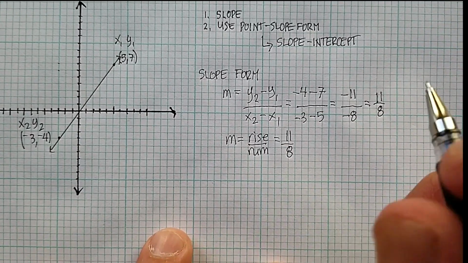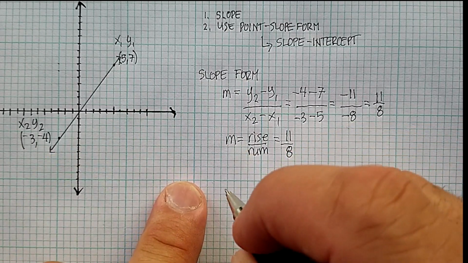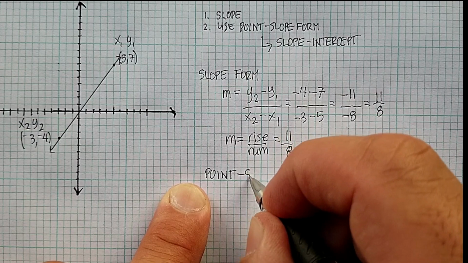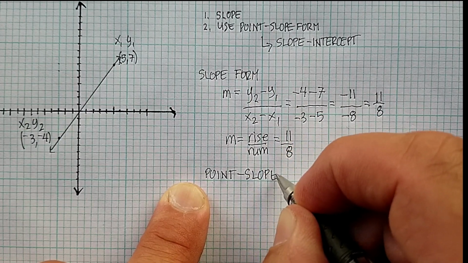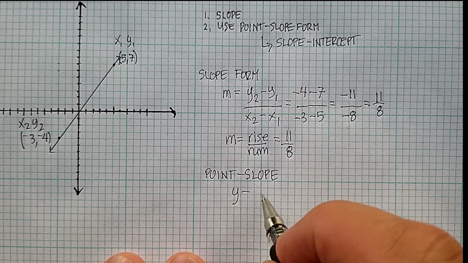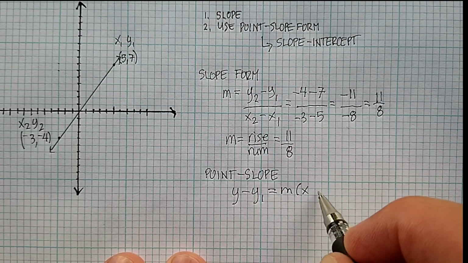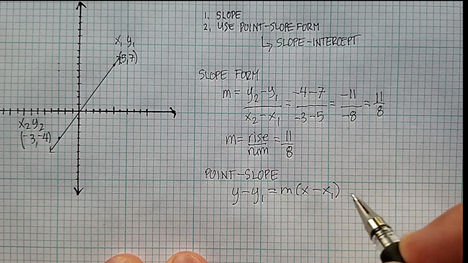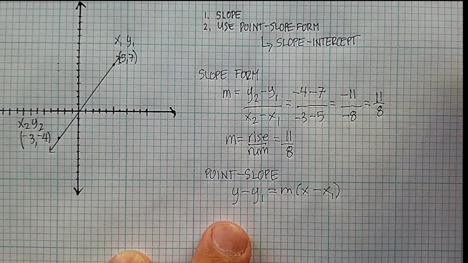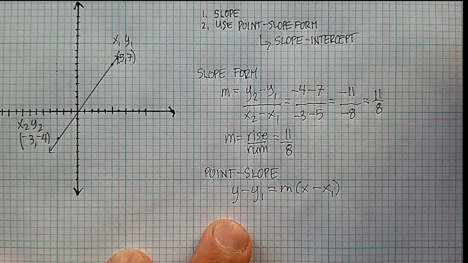Now, once we've actually done that, let's put that information along with one of the points into the point slope form. Now, what is the point slope form? It's going to look kind of familiar. It's y minus y1 is equal to m times x minus x1. It looks like a form of the slope formula, doesn't it? And we can talk about that in a different video. But for right now, let's just go ahead and plug in numbers.